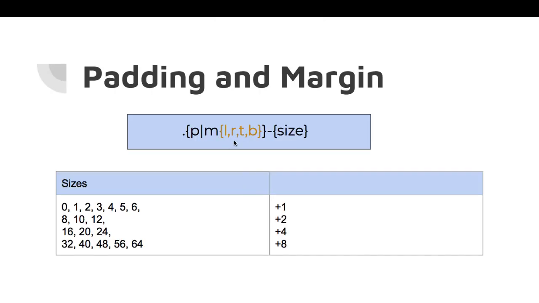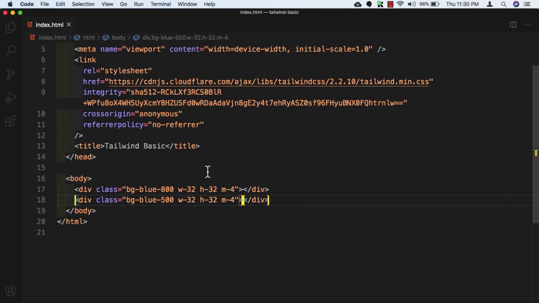Here you have noticed some difference. This is a new slide. So here there are four things that we can add right after P or M, which could be L for left, R for right, T for top, and B for bottom. Now let's go to the code, and if we only want to add margin at the bottom of this box, we could say mb dash 4, meaning margin bottom dash 4.